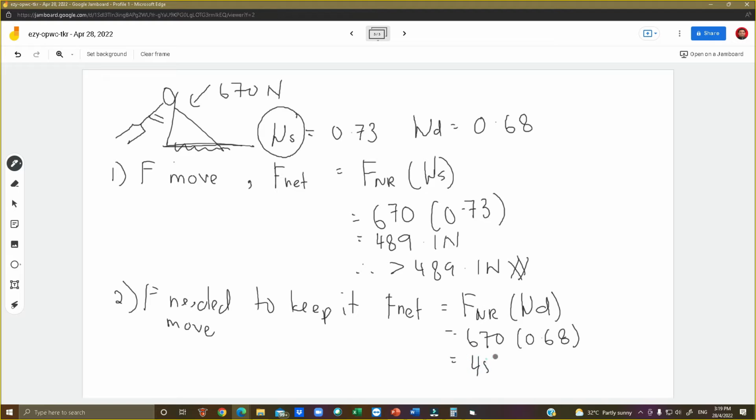455.6. Okay, the answer is: how much force is needed in order to keep it moving? Greater than 455.6 Newton. This is the friction issue. Okay, friction is another form of force.